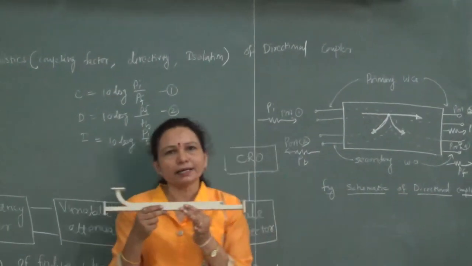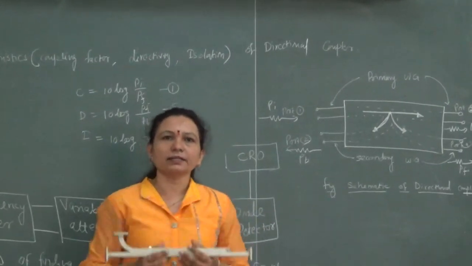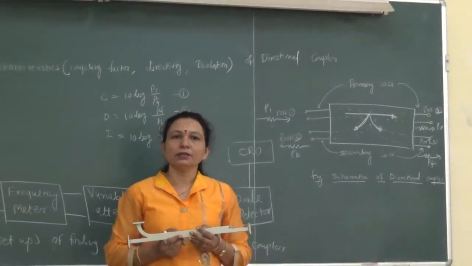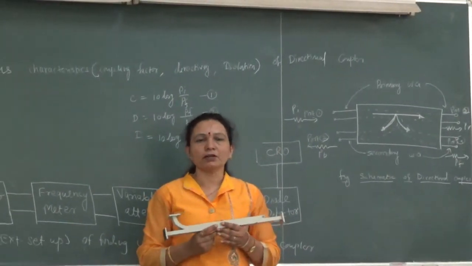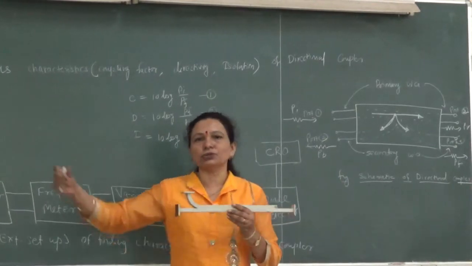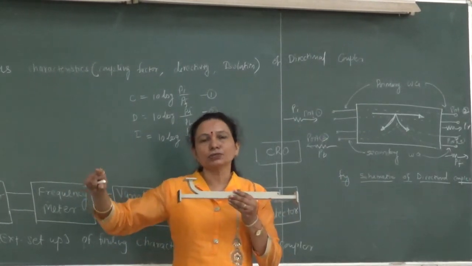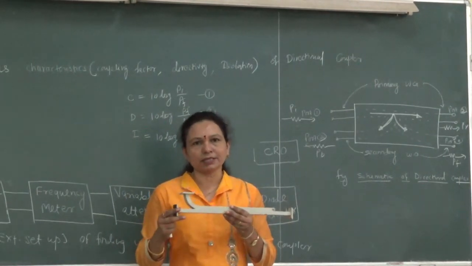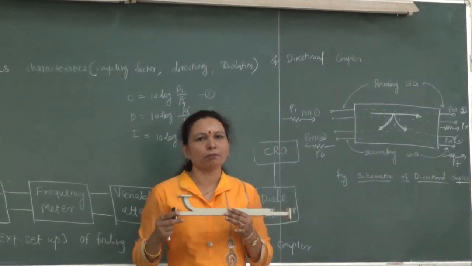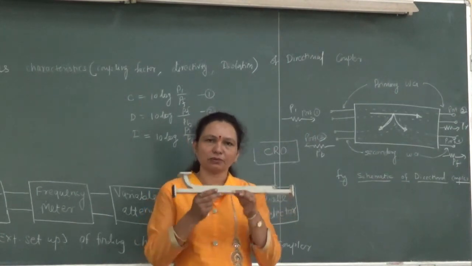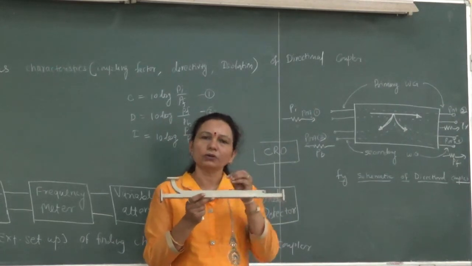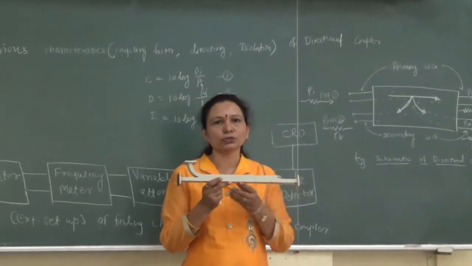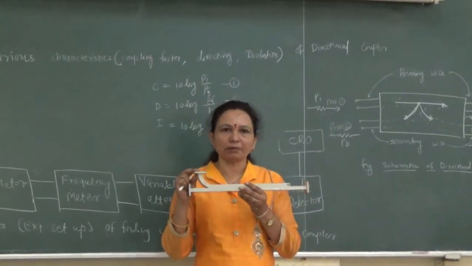Now what is the use of this directional coupler? Basically, directional couplers are used in microwave links, where it is essential to sample a small amount of power, because power is going from source to destination through kilometers of range. In between, if you want to measure the power going from source to destination, then for sampling a small amount of power we use the directional coupler. Its main function is to couple a small amount of power going from source towards the load, which is used for measurement purposes.